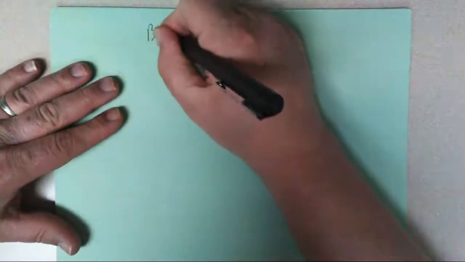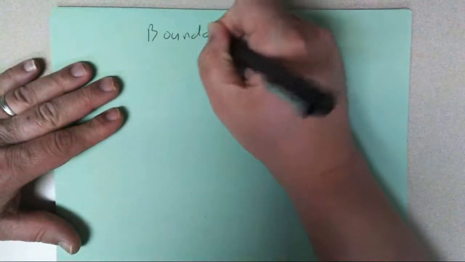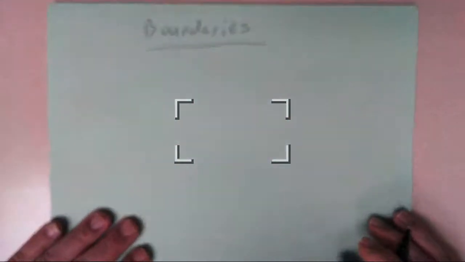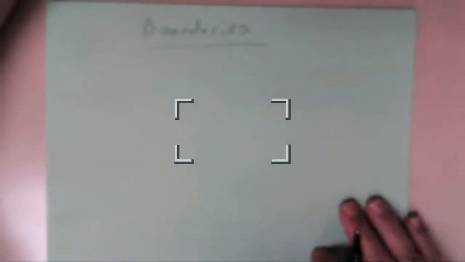We're now going to talk about boundaries. Boundaries. Okay, and this is important when you're dealing with a continuous variable here.